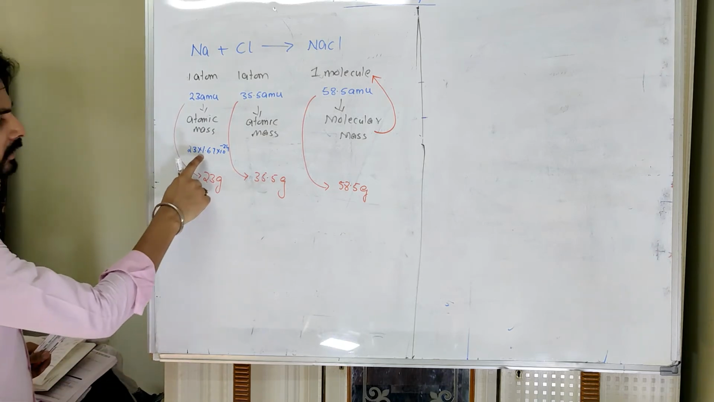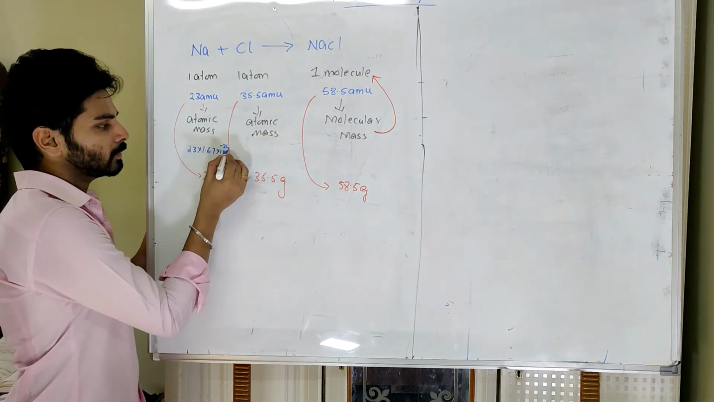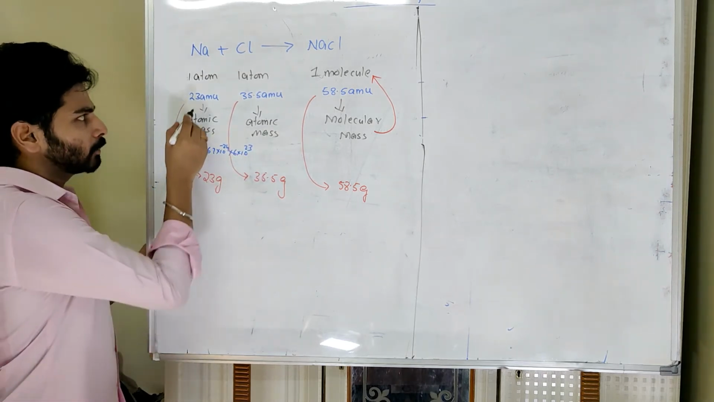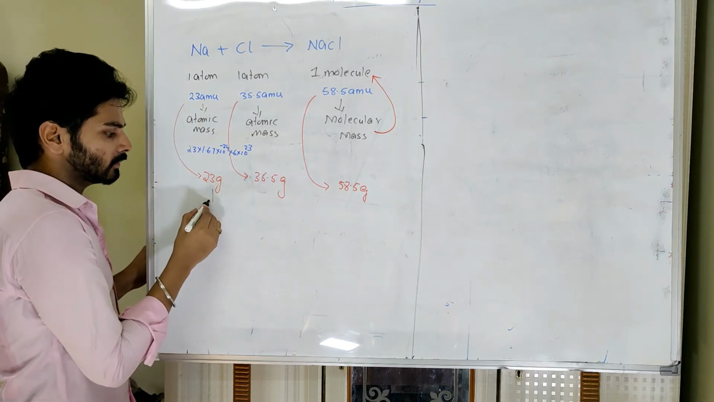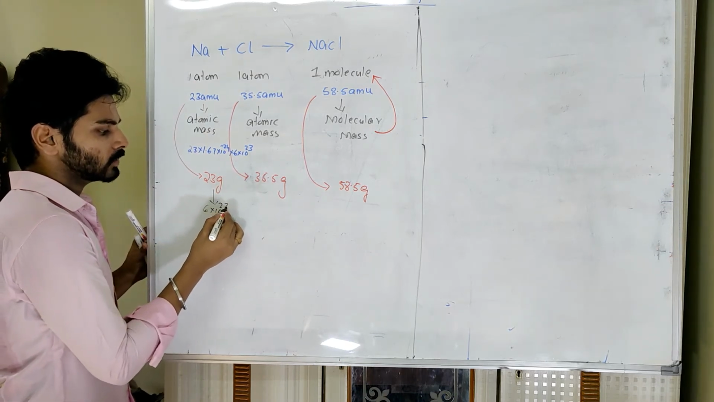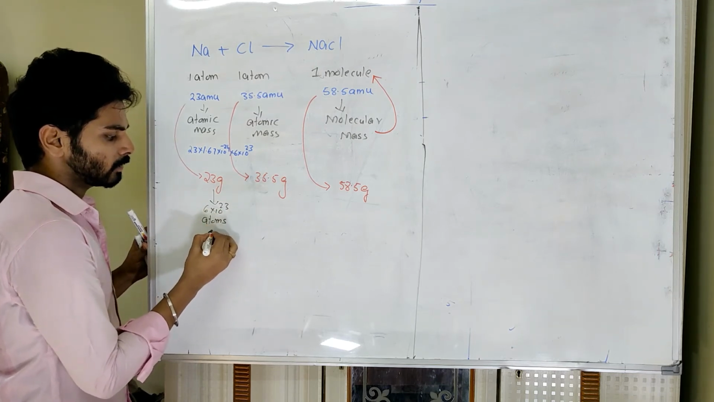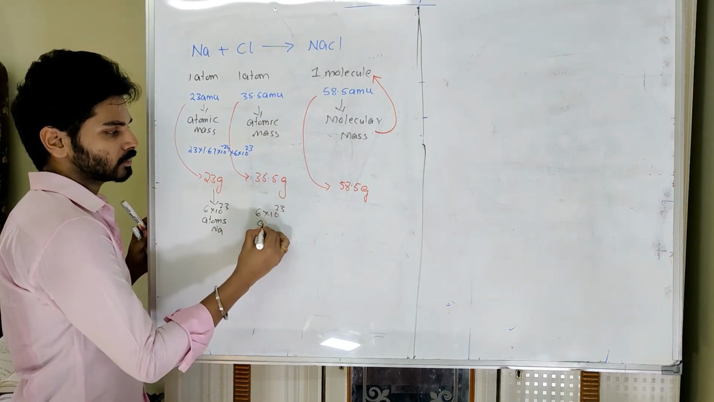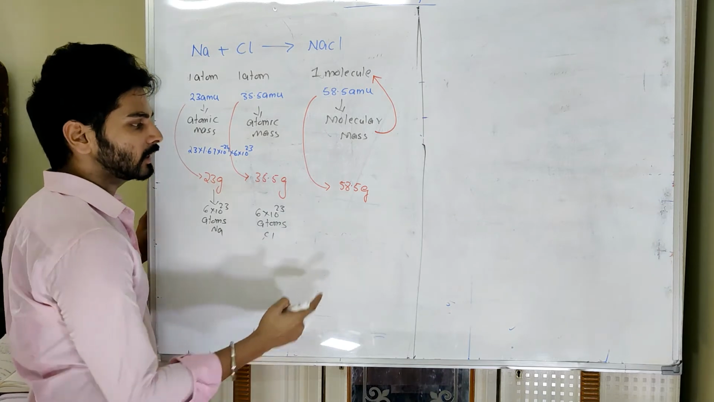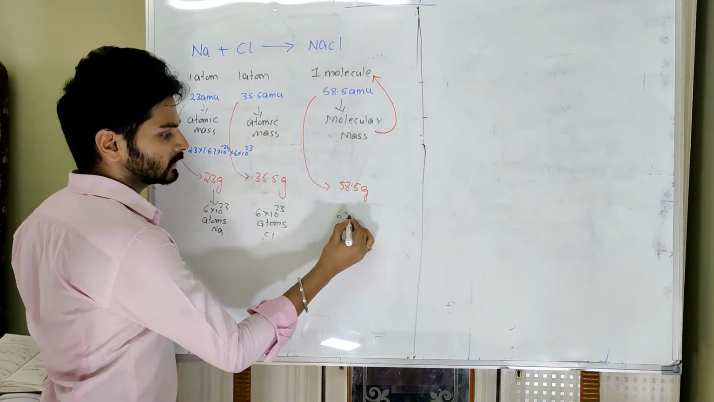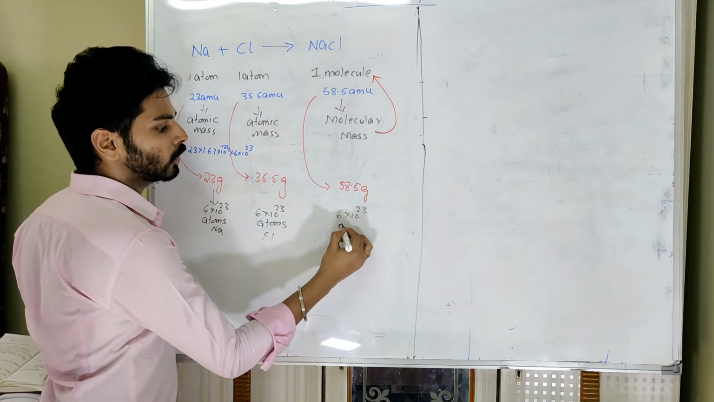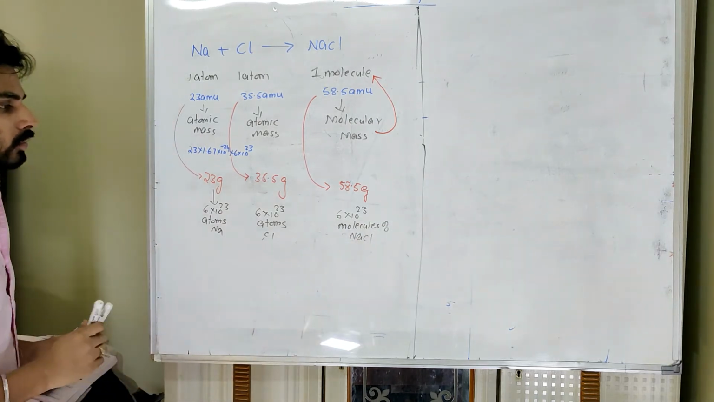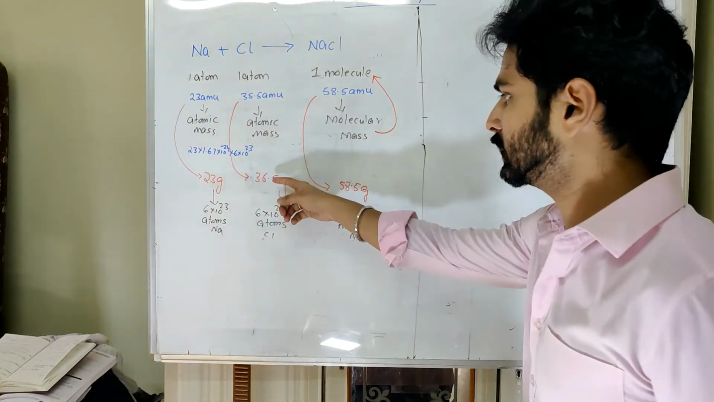But again this number won't be there, that means I need to multiply the same thing with 6 into 10 raised to 23, then it becomes 23 gram. That means the moment I said 23 AMU as 23 gram, I need to remember there are 6 into 10 raised to 23 atoms of sodium present in this. When I say 35.5 gram, I need to know 6 into 10 raised to 23 atoms of chlorine are present there. Similarly, when I say 58.5 gram, then 6 into 10 raised to 23 molecules of NaCl are present there.